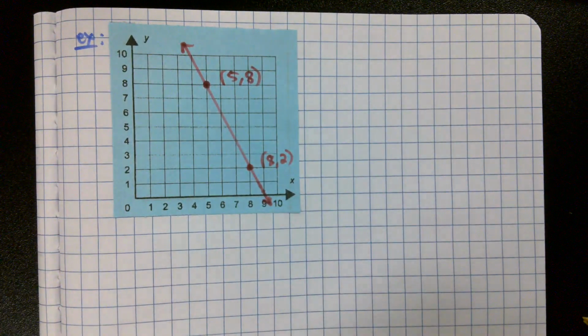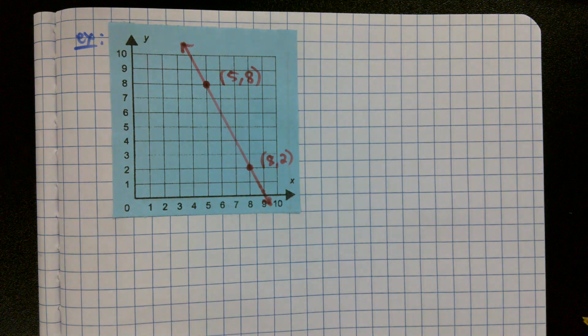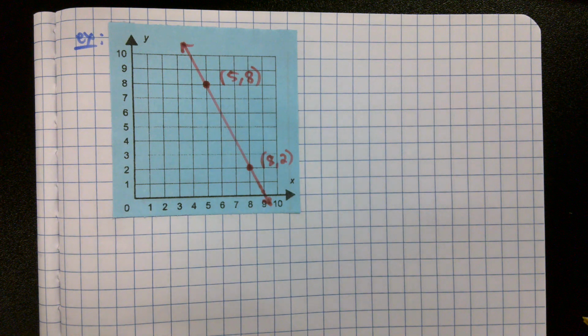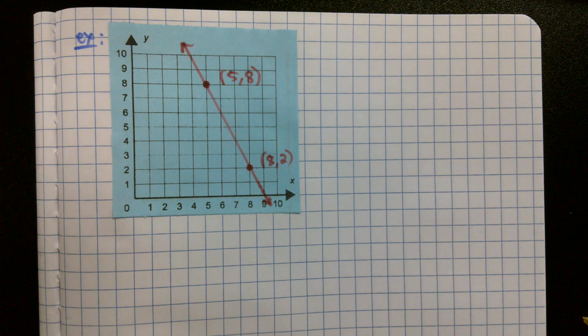Everybody doing all right? Perfect. Here's the second line that you are graphing. 5, 8 is your first point. 8, 2 is your second point. Get that glued in. Get that line graphed. Sean, everything okay? Okay, let's take a deep breath and finish our notes, please.